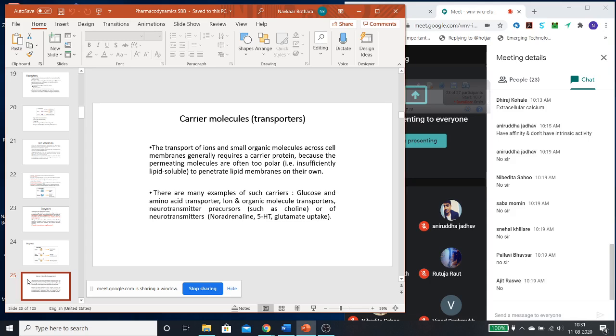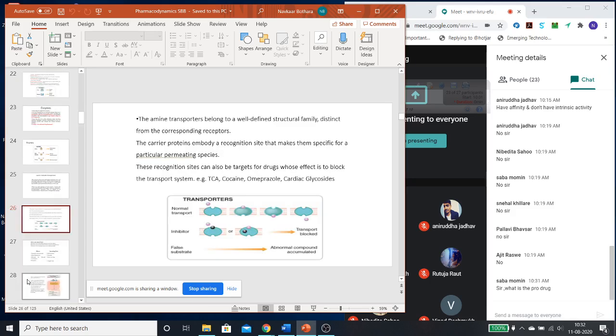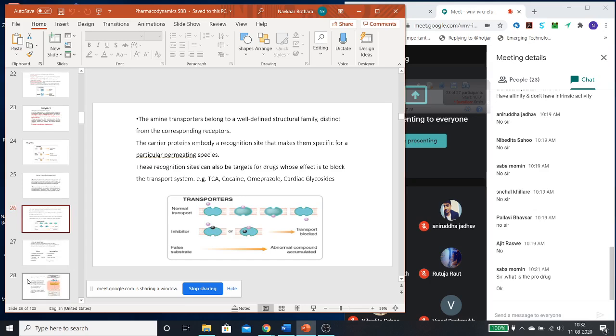Okay. Then neurotransmitters like noradrenaline, 5-hydroxytryptamine and glutamate, they are taken back. So these transporters are blocked. We call them uptake inhibitors or transport inhibitors. Just like, I'll finish this and then I'll answer Sava. Okay. So there are amine transporters. So many such drugs are there.